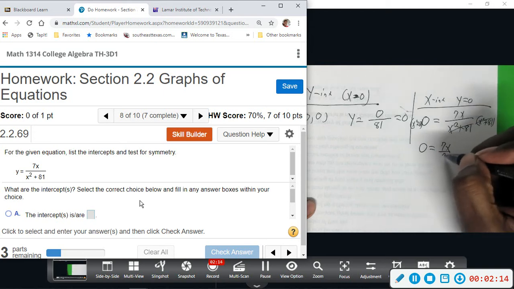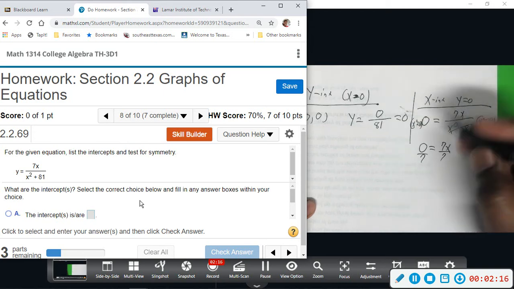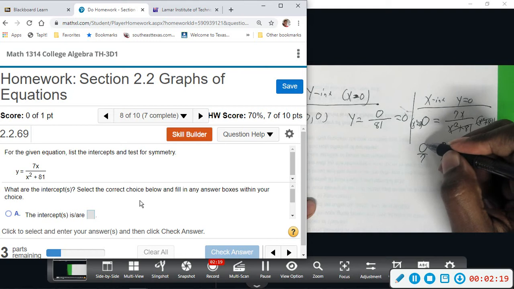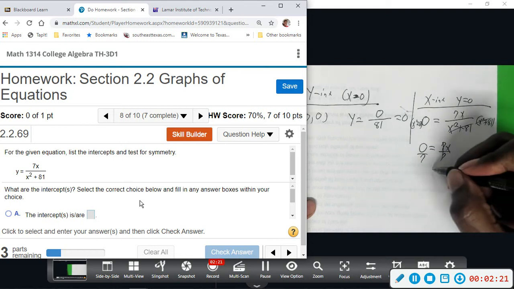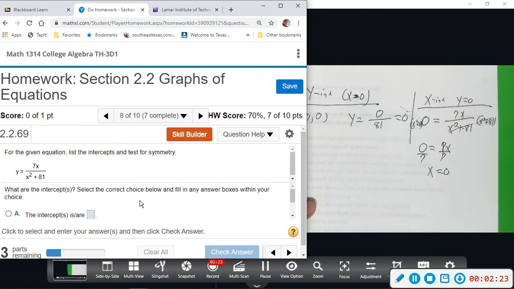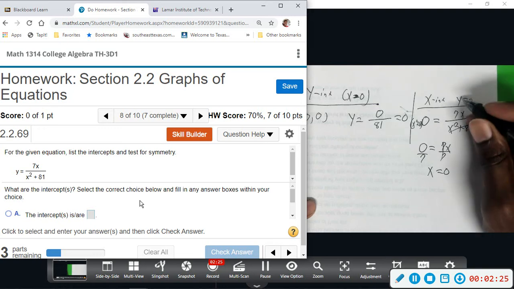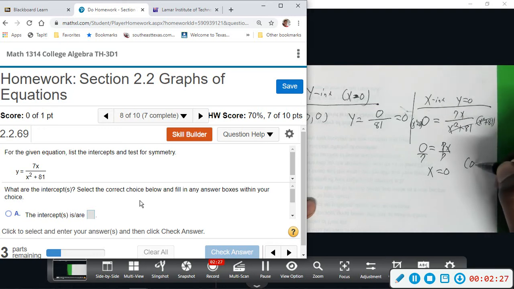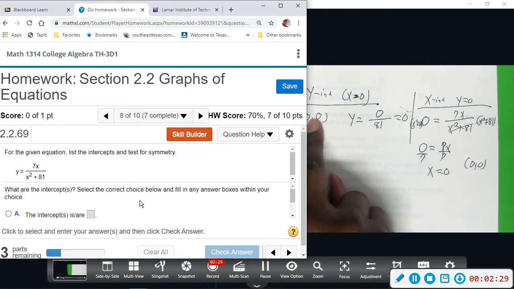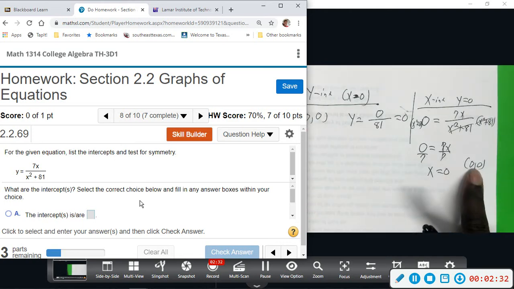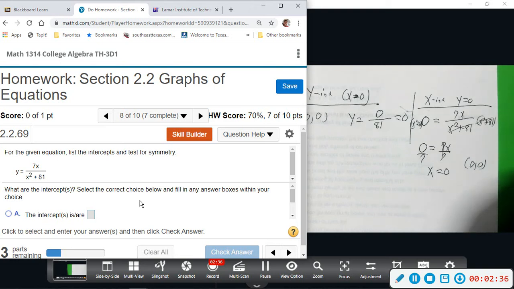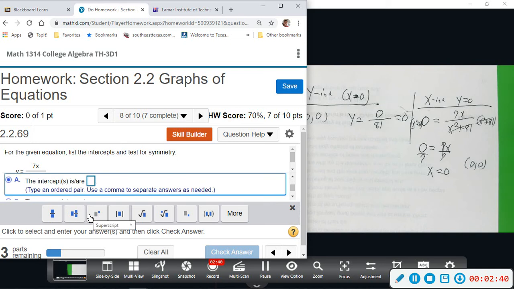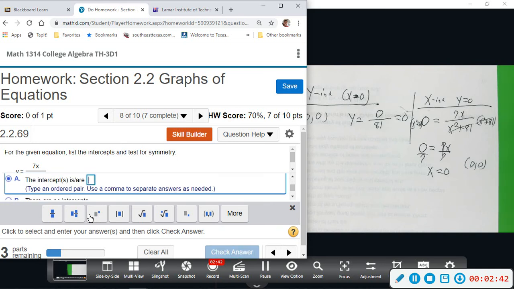When you divide by 7, similar situation, 0 divided by any number is still 0. So we get x equals 0. And the ordered pair, since y is 0 and x is 0, we get 0, 0. So I get the same ordered pair. So there's one intercept. It crosses the x and the y. It is 0, 0, the origin. So our intercept is (0, 0).